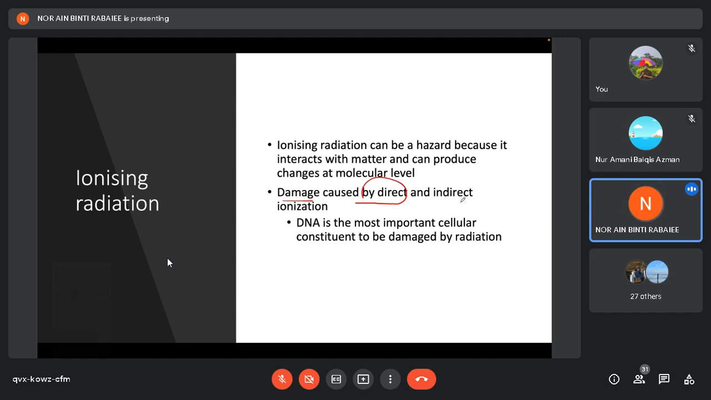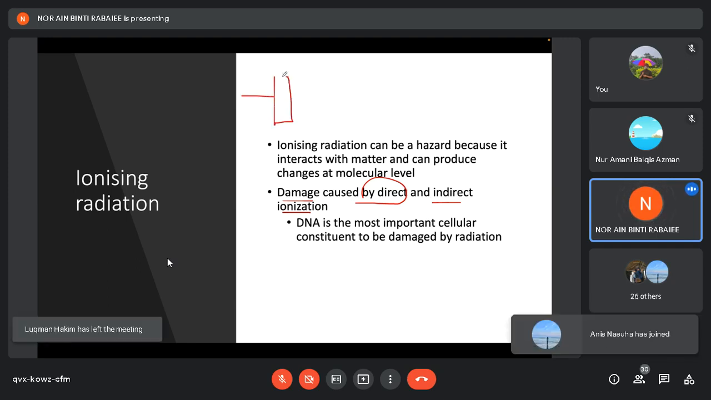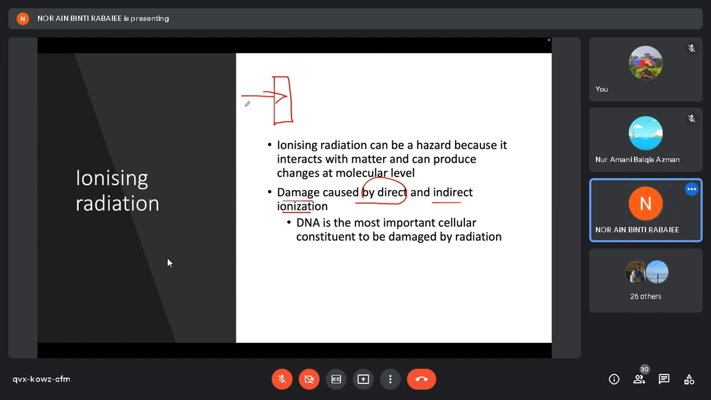Damage by ionizing radiation can be caused by direct or indirect ionization. I think this is the basic; in the previous lecture I touched on the basic radiation interaction. Radiation can be absorbed. For example, this is the body. Radiation can be absorbed by the body, some radiation can penetrate through the body without absorption, and some might be scattered. When the radiation is absorbed by the body, it may cause damage to the tissue of the human.